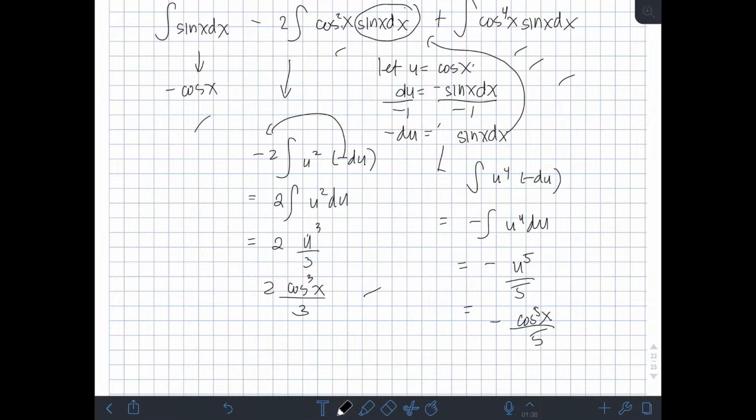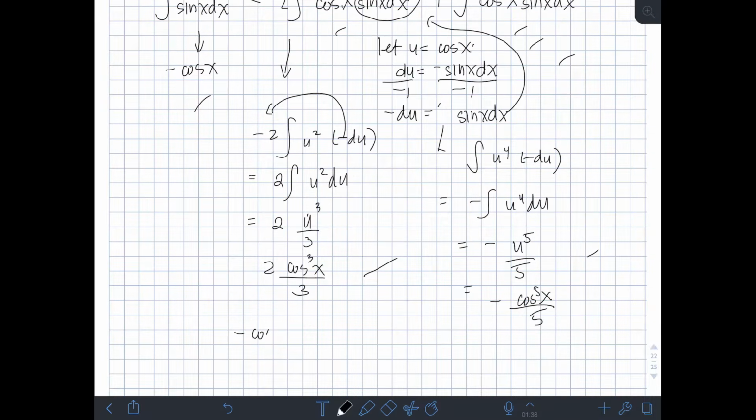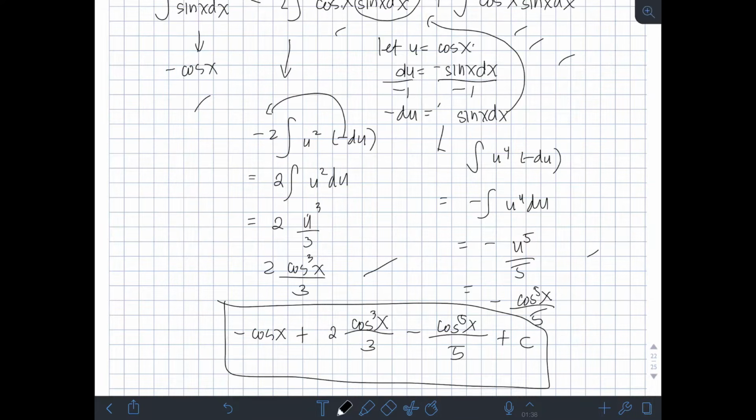So, pagsama-samahin natin itong tatlo, we have negative cos x plus 2 cos cube x over 3 minus cos to the 5th x over 5 plus c. So, therefore, this is the final answer.